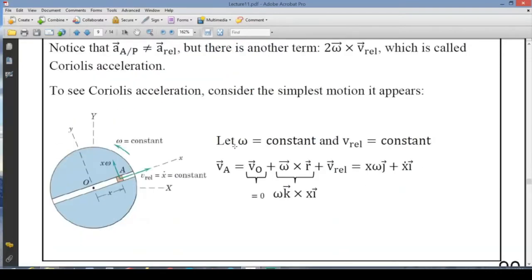To investigate what this is, we can take a look at this example of this disk, which has this slot here, and on that slot there is this piece of point A moving back and forth, and its motion is defined from point O. This is the rotation axis, from point O with this x, and x dot is defined to be constant, so x double dot is equal to 0. And then there's this omega defined as constant. There's this constant rotation of this disk. That means omega dot, which is equal to alpha, is equal to 0.